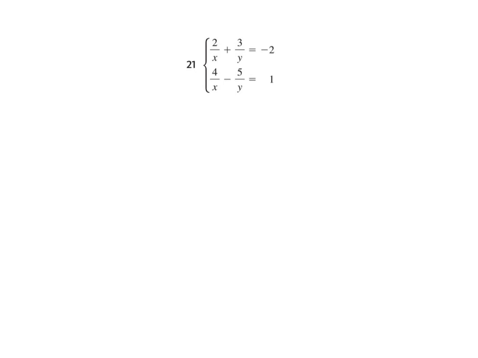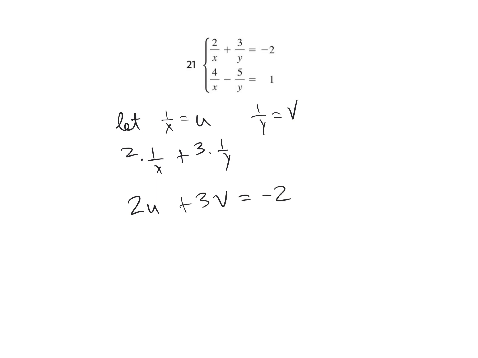So now we're going to do a little substitution type of problem. We're going to let 1 over x be u and 1 over y be v. So if I do that, that's the top equation, just for you to understand what's happening here. 2 times 1 over x is the same thing as 2 over x. So that becomes 2u. And we have 3 times 1 over y. That becomes 3 over y. So 1 over y is v. That's 3v. If we do the same thing on the bottom one, we get 4u minus 5v equals 1.